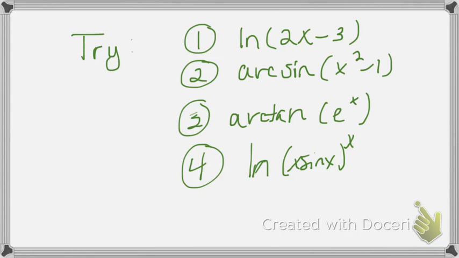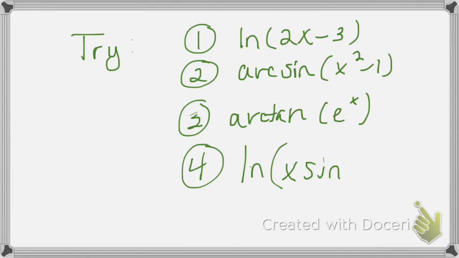Here's 4 try problems. ln of 2x minus 3, arcsine of x squared minus 1, arctan of e to the x, and natural log of x times sine of x. I'm going to rewrite that last one. That is not a power like it looked like. And then finish your trig homework from the previous day.